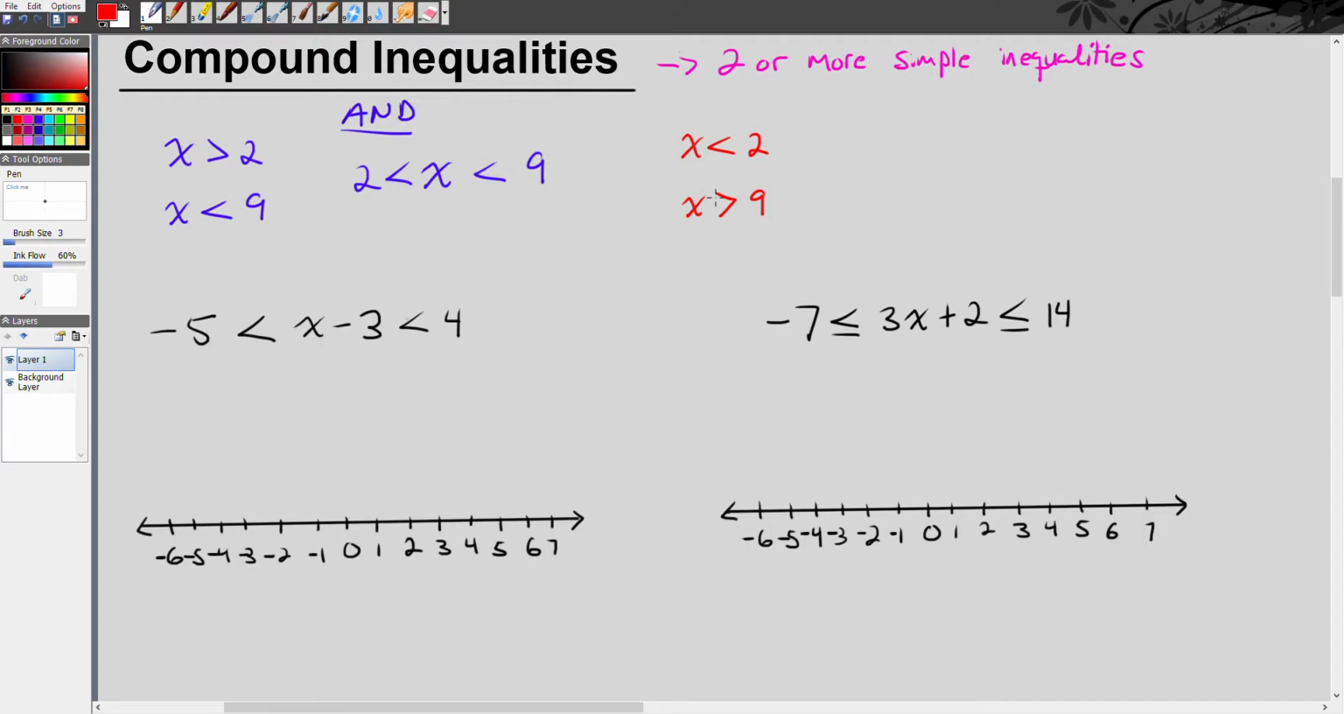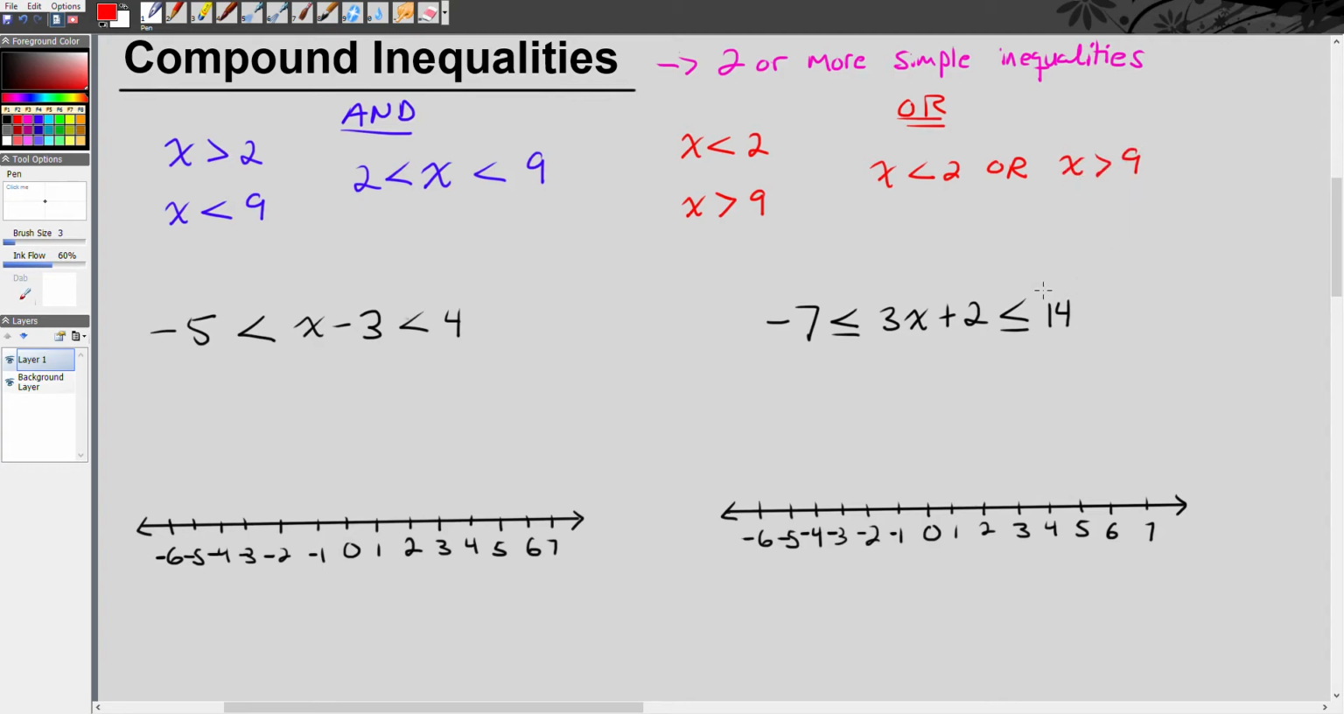Look at this example next to it in red. I just reversed the signs. So x is less than 2, x is greater than 9. Is it possible for x to be less than 2 and greater than 9 at the same time? No, that's not possible. So this is an or situation because x cannot be both at the same time. You would write this like this: x is less than 2 or x is greater than 9. So that's how that looks.